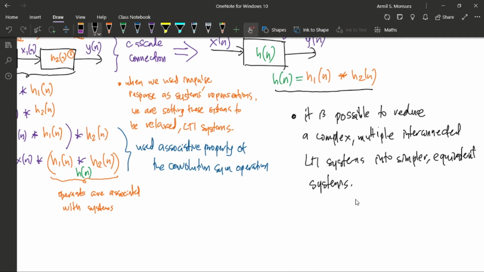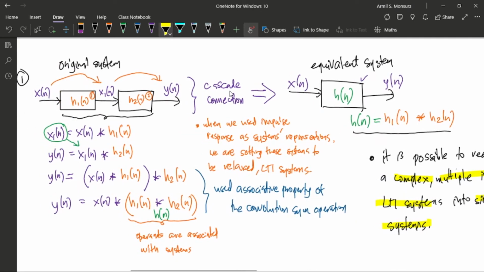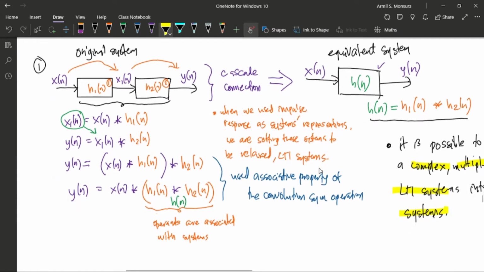Ayun. So, yun yung idea dito. The idea is that this complex multiple interconnected LTI systems is equivalent to that simple system or reduced system. And how were we able to do that here? In the case of cascaded systems, ginamit natin yung associative property of the convolution sum operation. So, that's one.